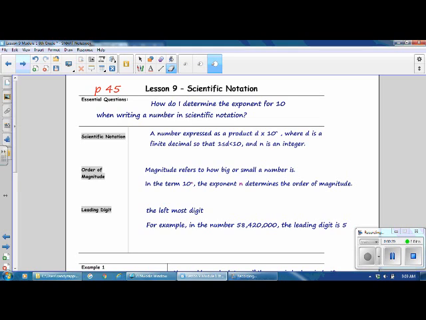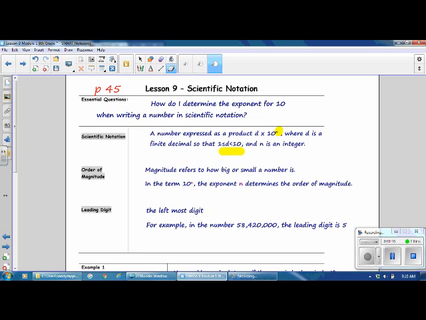Scientific notation is a number expressed as a product of a decimal times a power of 10, where the decimal is a finite decimal, so that the decimal is greater than or equal to 1 and less than 10. And n, the exponent, is an integer, so it can be positive or negative. A negative integer exponent would give us a very small number, and a positive exponent would give us a very large number. The order of magnitude refers to how big or how small a number is. In the term 10 to the nth power, the exponent n determines the order of magnitude.